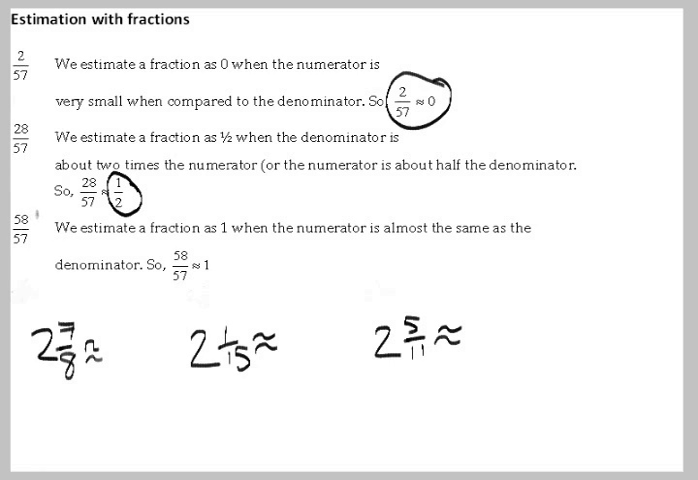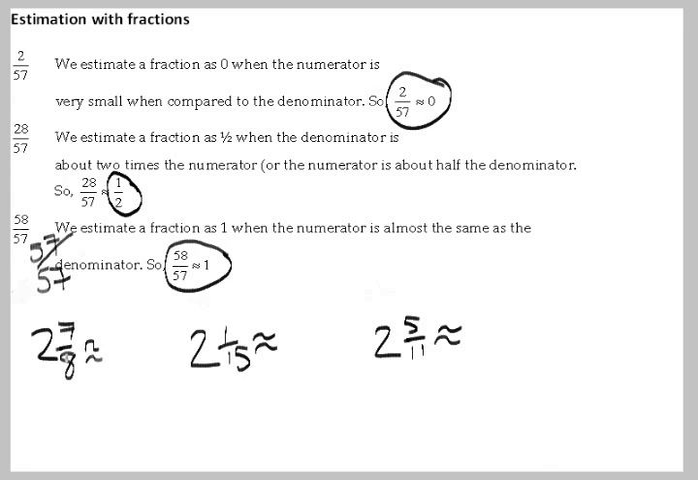Another example, 58 over 57. In this case, this fraction is very close to the whole number 1. It's just slightly more, a tiny, tiny bit more than the whole number 1. Because remember, any number over itself equals the whole number 1. So 57 over 57 would be exactly equal to 1. So 58 over 57 is very close, just slightly more than 1. So we can say it's close to 1. So we're estimating to the nearest half or whole number.